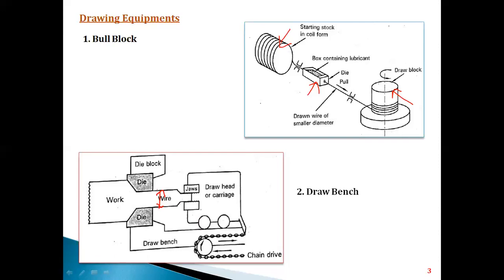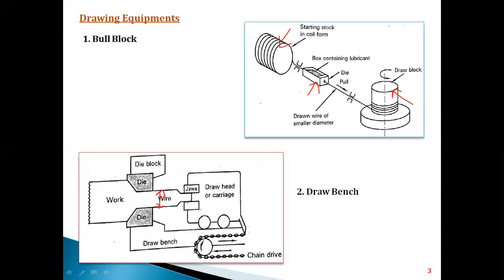So here the initial raw material is passed and its cross section is reduced by the same cutting or squeezing phenomena, and then it is fed through these dies. Once this material comes and is gripped by means of these jaws, then this chain drive continuously moves to pull this material and you get the desired shape of the product.